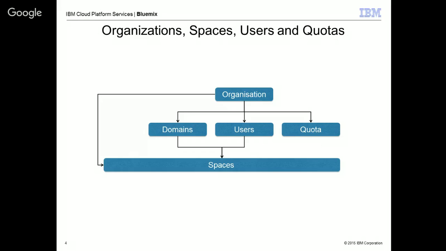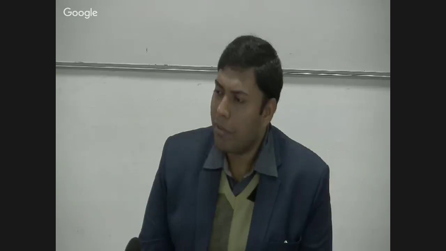Inside the organization, there are three things: domain, user, and quota. Quota is defined initially. You can extend the quota up to a certain limit by purchasing it. Users: any number of users can join your project, but there should be only one user for a particular Bluemix account. And domain name: mybluemix.net is the default domain name given to you.